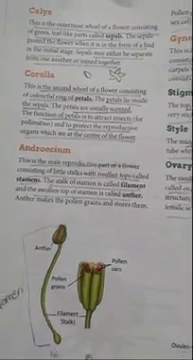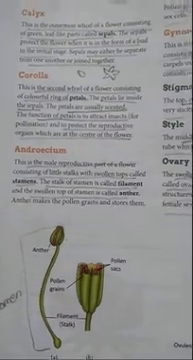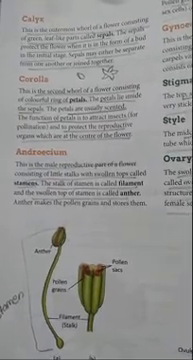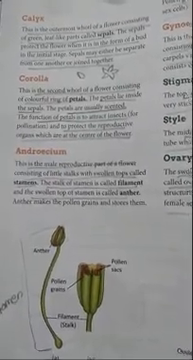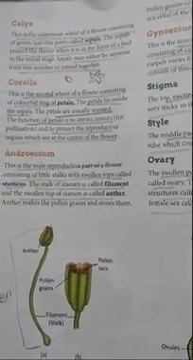Now come to page number 26. Now we are going to study calyx. Calyx is the outer whorl and it has sepals, which are small leaf-like structures, and they might be joined with one another or they can be separated from one another. The main function of the sepal is to protect the bud.